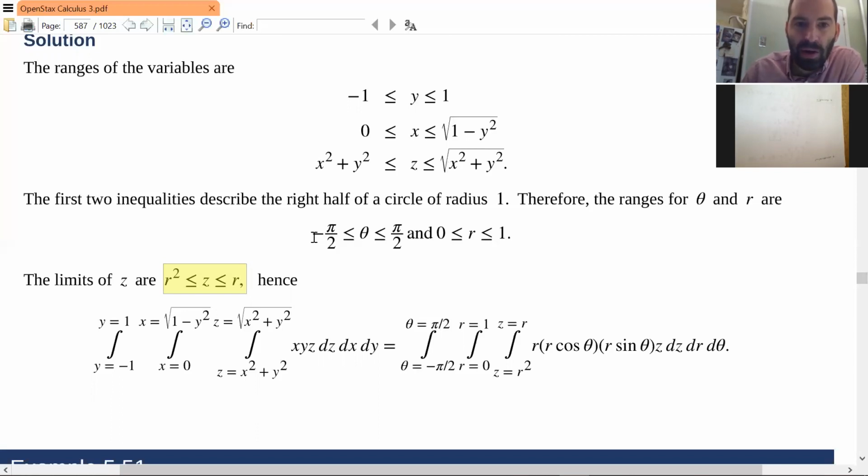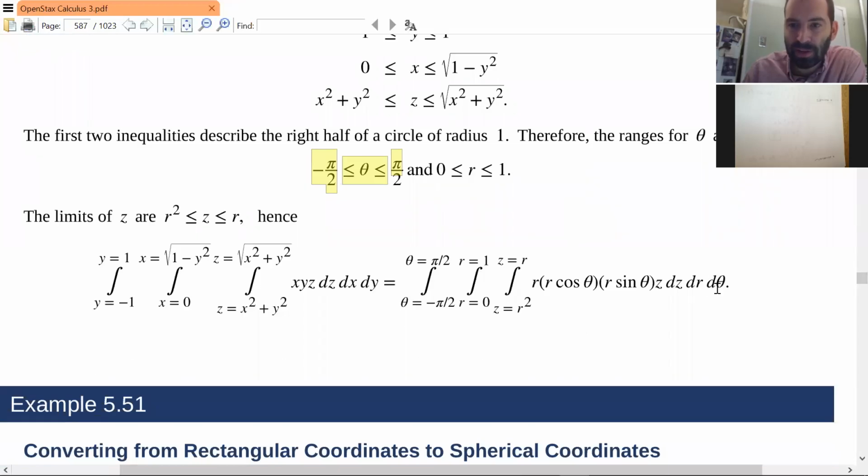We know that theta goes from negative pi over 2 to pi over 2. So they did the outer integral with respect to theta, and they put these bounds in. R goes from 0 to 1, so they did the next innermost integral with respect to r, from 0 to 1. And then finally, z goes from r squared to r. Because this one depends on r, it needs to be more interior than the r integral. That's why they put it all the way to the inside.